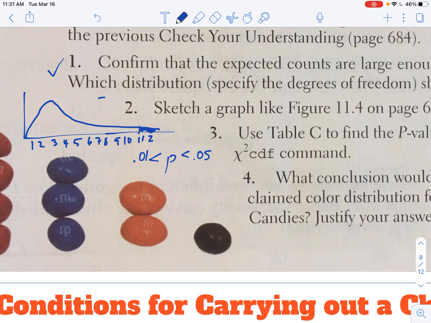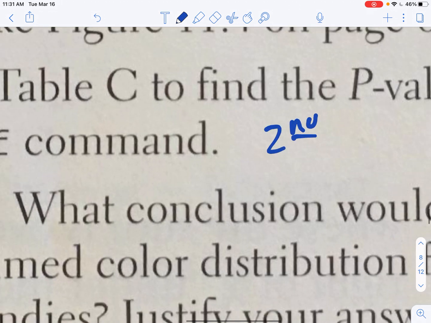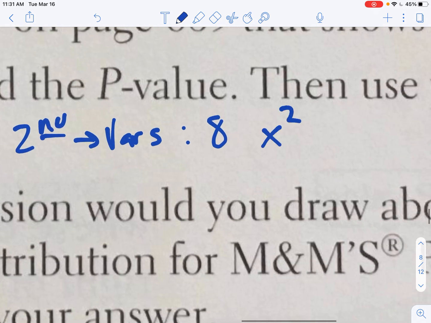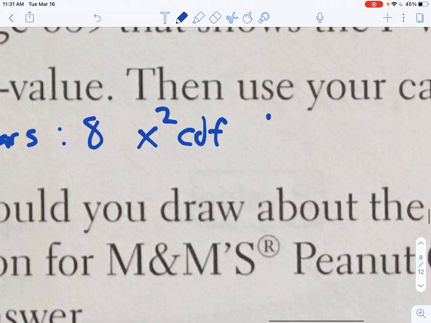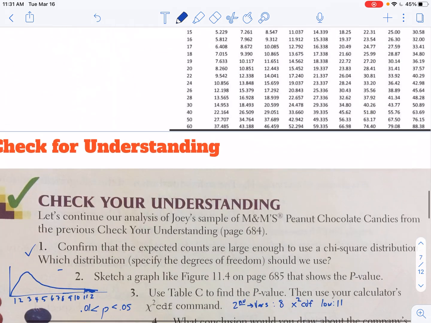To figure this out using my calculator, I'm going to hit second and then vars to go to my distribution page. So second vars. And then I'm going to go down to option 8, which is x squared CDF. My lower limit is going to be my chi-square score. So in this case, it's going to end up being 11.3724.